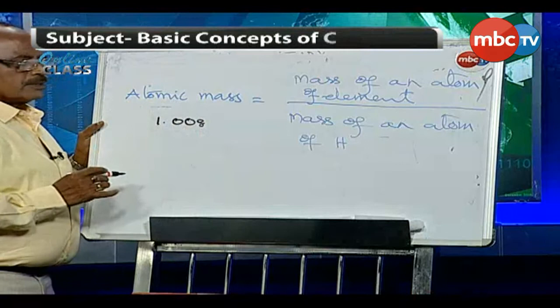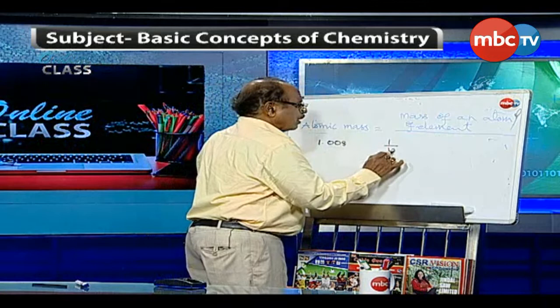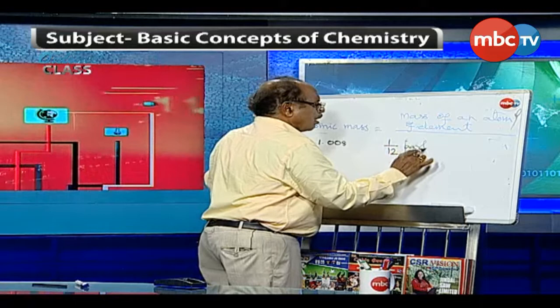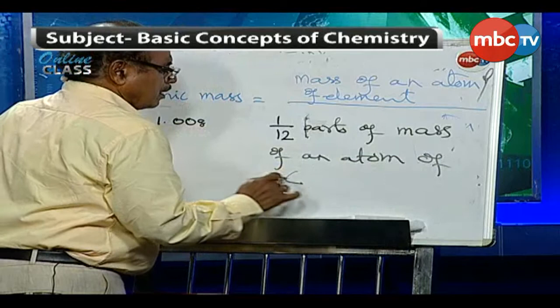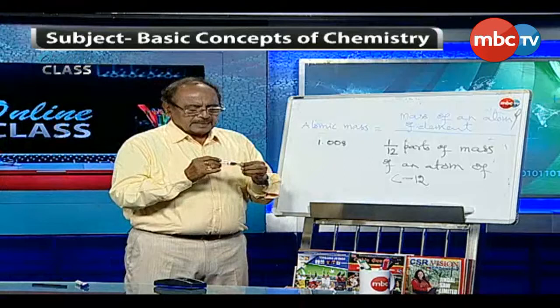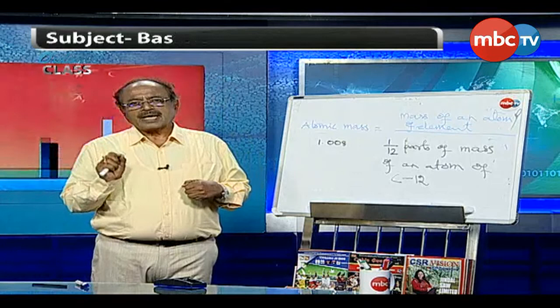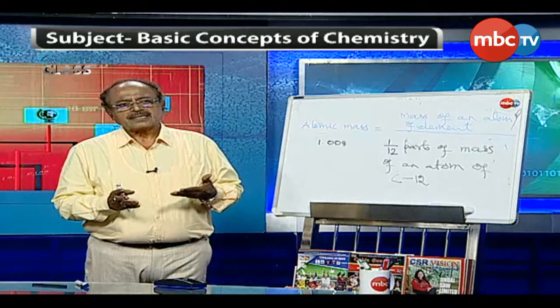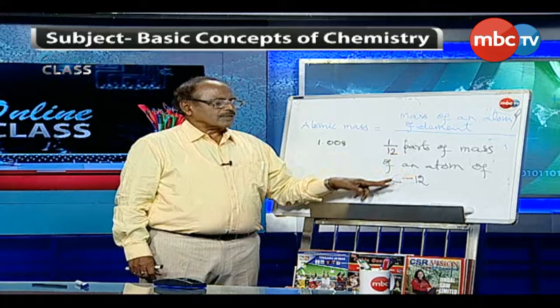So the definition of atomic mass changed. It is now defined as the ratio of 1 by 12 parts of the mass of an atom of carbon C12. Presently we take C12 as the standard. Carbon 12 means the carbon atom having atomic mass 12. The C12 isotope is taken because it is very stable, abundantly present, and black in color, and hence carbon is used as the standard.